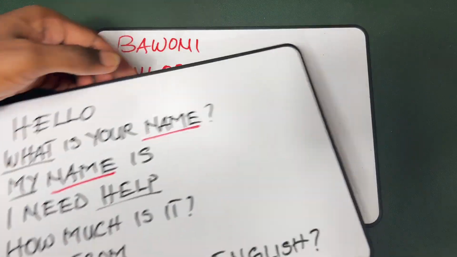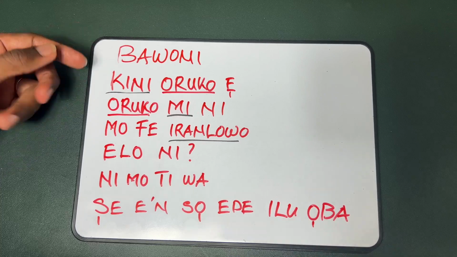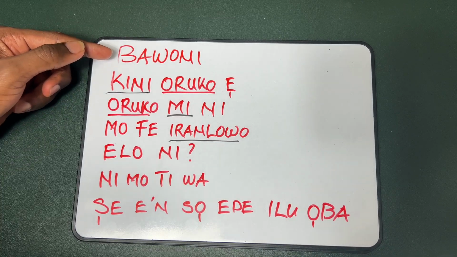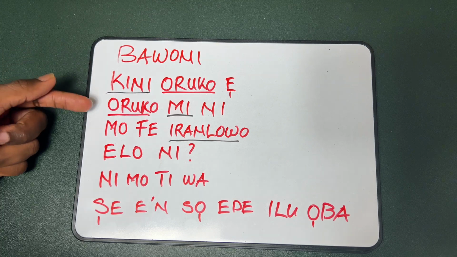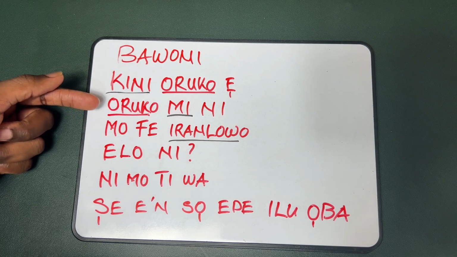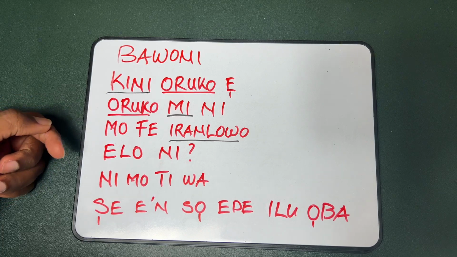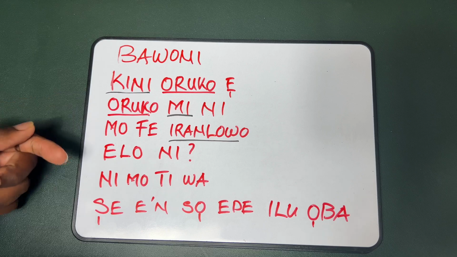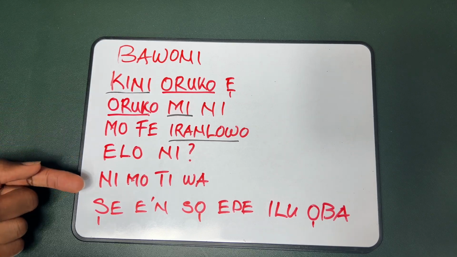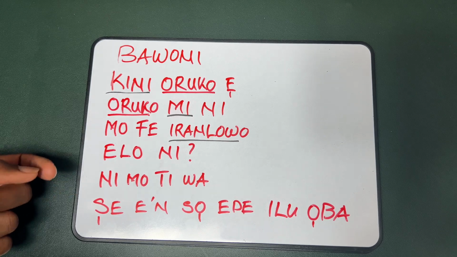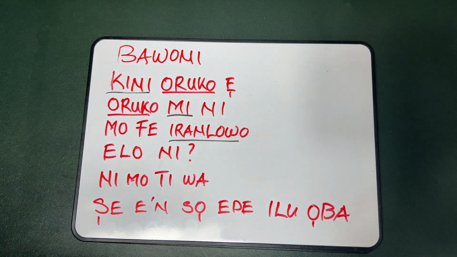So we'll take the Yoruba whiteboard. Báwo ni, which is hello. Kí ni orúkọ ẹ? What is your name? Orúkọ mi ni. My name is. Mo fẹ́ ìrànlọ́wọ́. I want help or I need help. Èló ni. How much is it? Ni mo ti wá. That I am from. Ṣé ẹ̀ ń sọ èdè ìlú ọba?